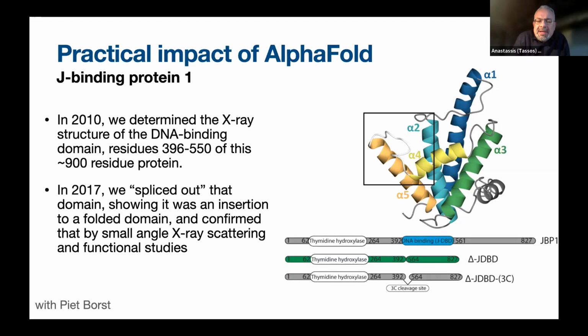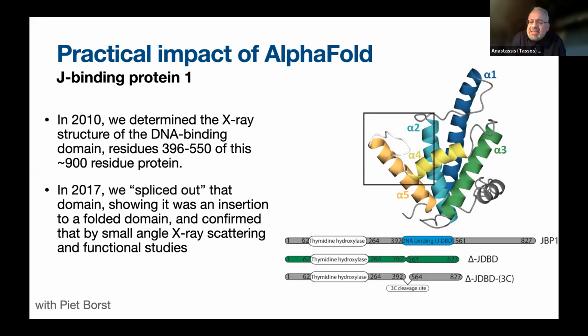And I would like to give you an example before I go on to AlphaFill. I'll give you a couple of examples of how structure prediction affected our real-life projects in structural biology. This is an example where we had determined a structure about a decade ago. It's about 160 residues. This was a part of a bigger protein, and it is the blue domain right in the middle of the structure that you see on top.